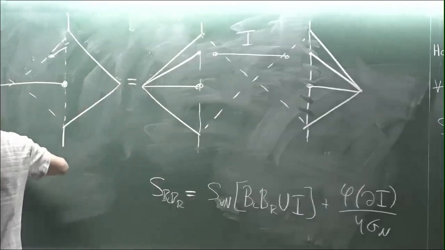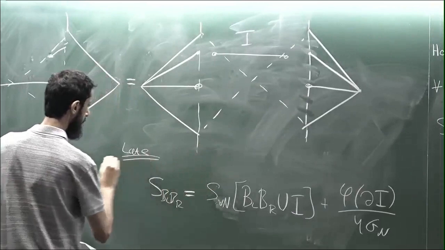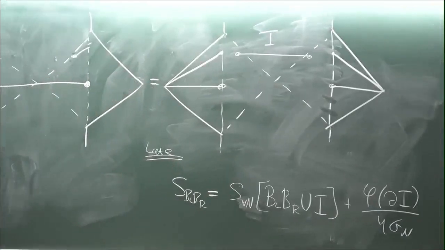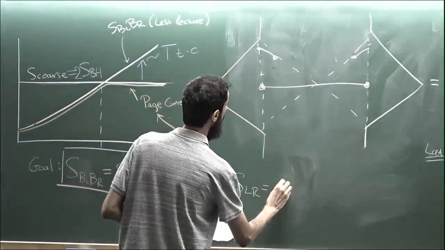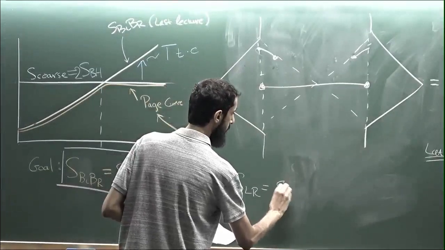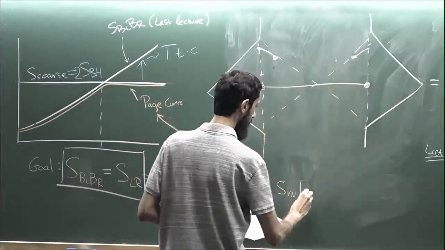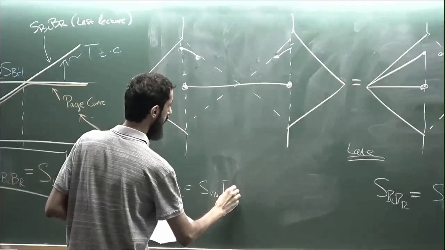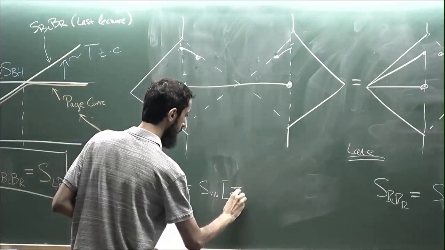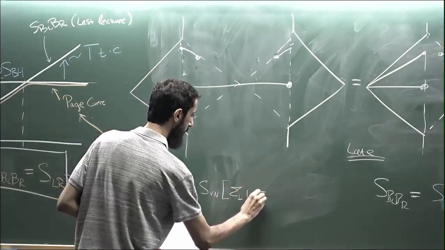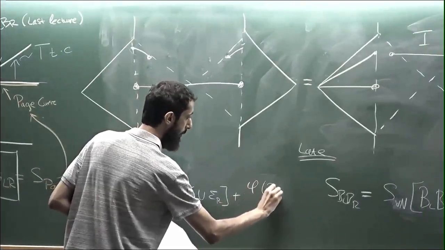This is equal to, I'm talking now at late times, the entropy of LR, which we said is equal to the von Neumann entropy of this region and this region, which I called sigma before. The union sigma L, sigma R, plus phi on the boundary of I.